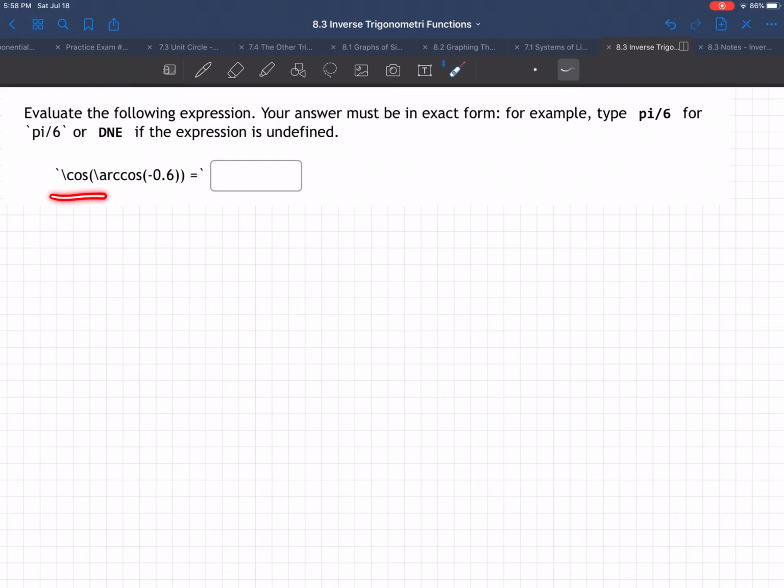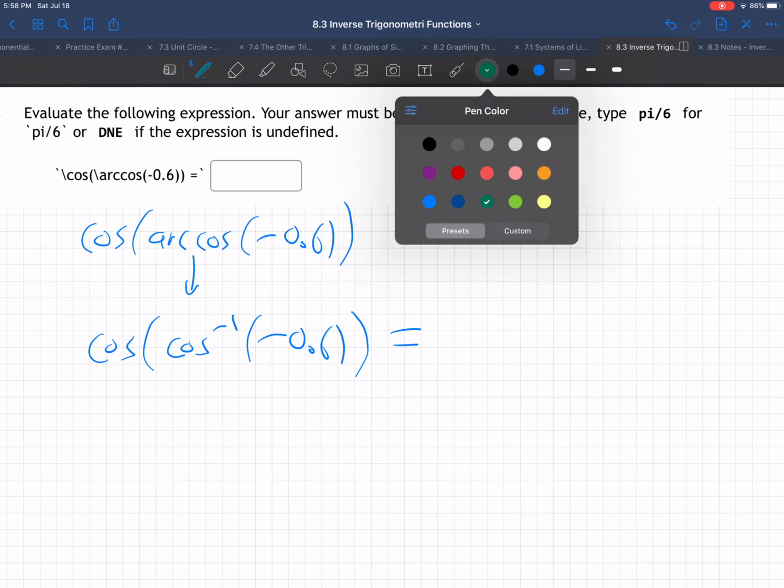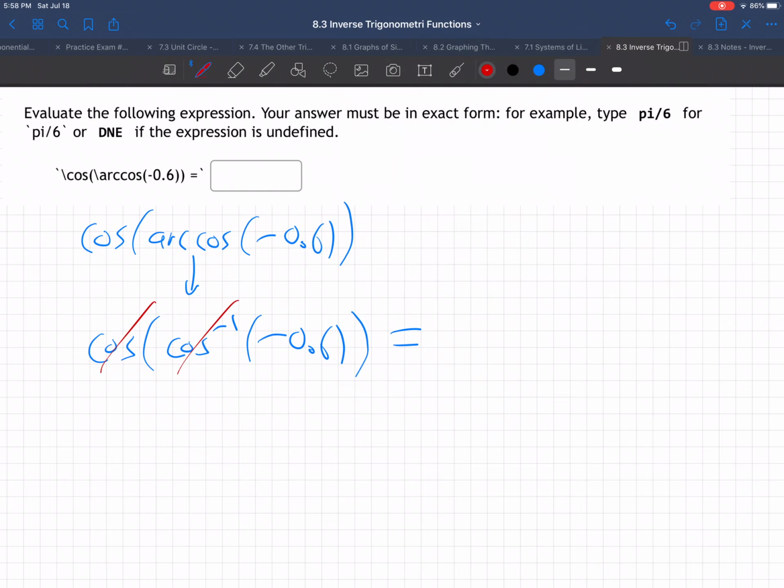Here we have a question about cosine and arc cosine. So they say the cosine of the arc cosine of negative 0.6. Now what's arc cosine? That's just a fancy word for inverse cosine. They're the same thing. So as we look at this problem, I think what we would like to do is just cancel these out and say the answer is negative 0.6.